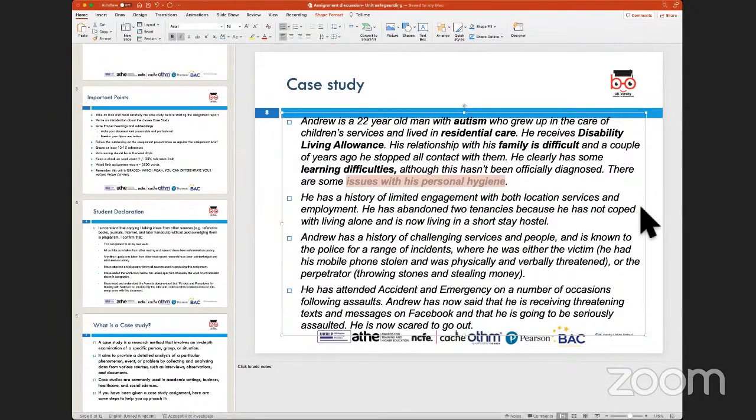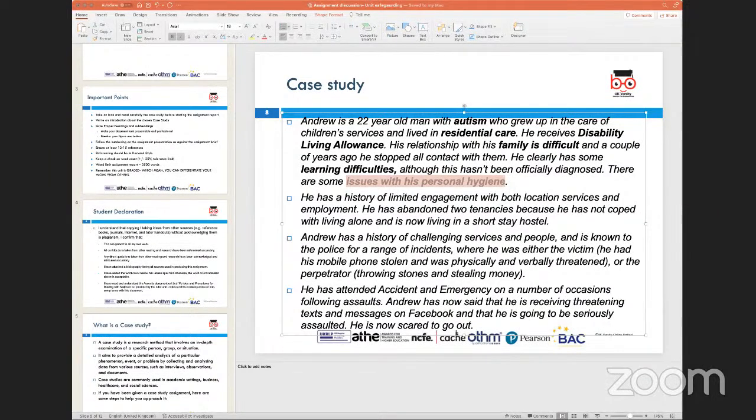What are issues with personal hygiene? Anybody? What are issues with personal hygiene? So if we talk about issues with personal hygiene, what does personal hygiene mean? Personal hygiene is nothing but your ability to maintain cleanliness, shower, bathe, your dental hygiene, your hair combing or washing. These are basically things related to your personal hygiene. So there are clearly some issues with his personal hygiene that is reflected in the case study.